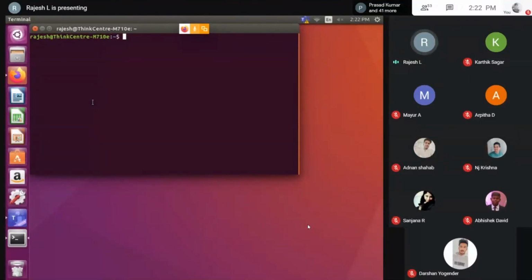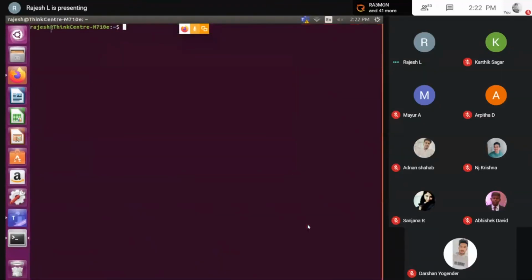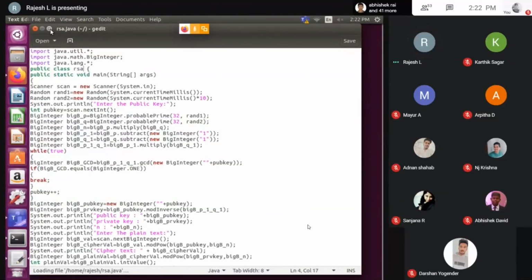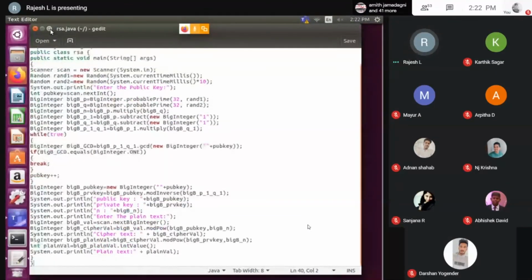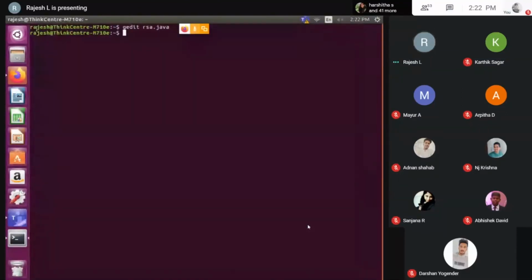So, what's the command for gedit RSA dot java? Okay, so edit the program, type your program, and try to read two prime numbers. Then you need to do your calculation, just reading two prime numbers. Just go ahead.